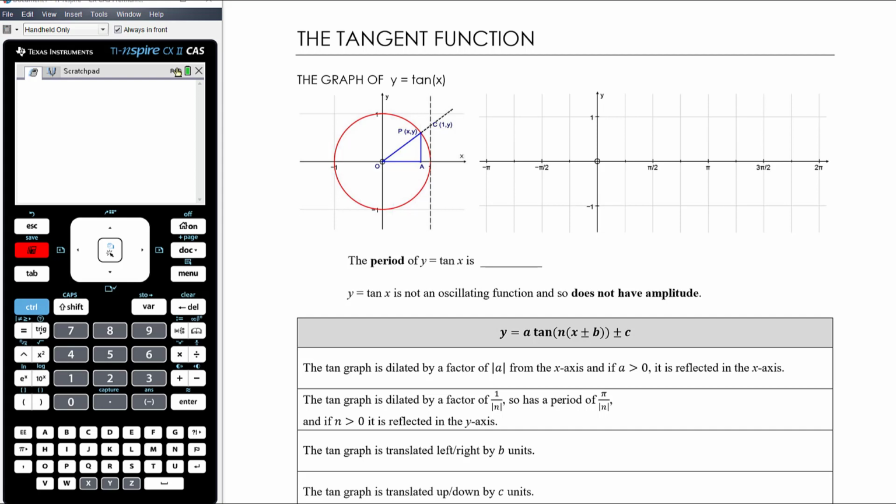So in this video we want to look at the tangent function. So we've looked at sine and cosine. We did introduce the definition of tan in the unit circle right back at the beginning, but since then we've been looking at graphs and equations just involving sine and cosine. And now what we're going to do is look at graphs and equations involving tan.